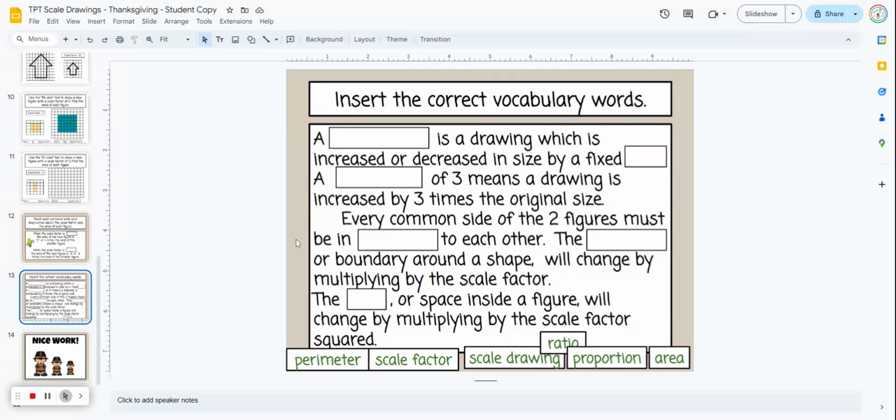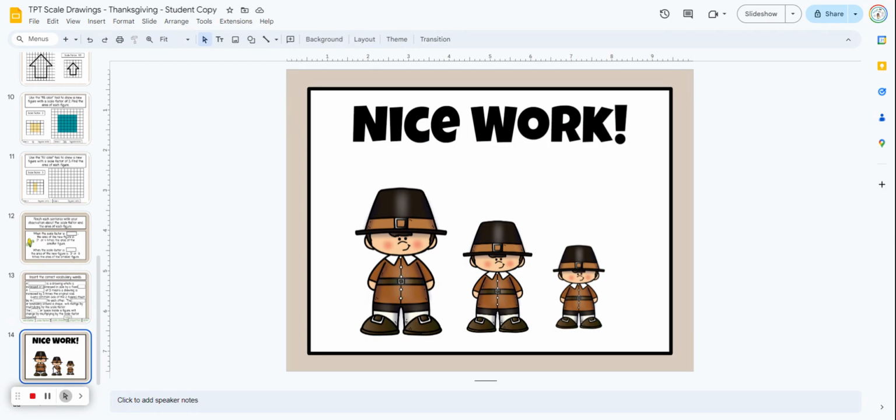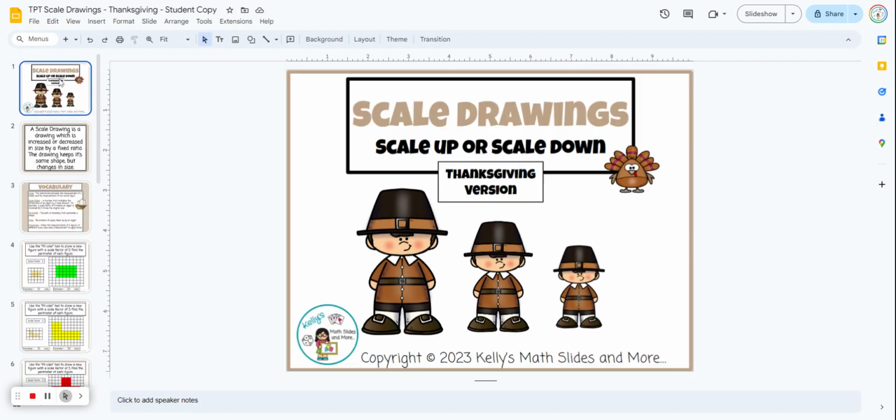And then the very last slide, they've got this drag and drop vocabulary, and they're just going to click and hold on the edge and move these into the correct place in the sentence frames. So that is a digital lesson, Scale Drawings, the Thanksgiving version.